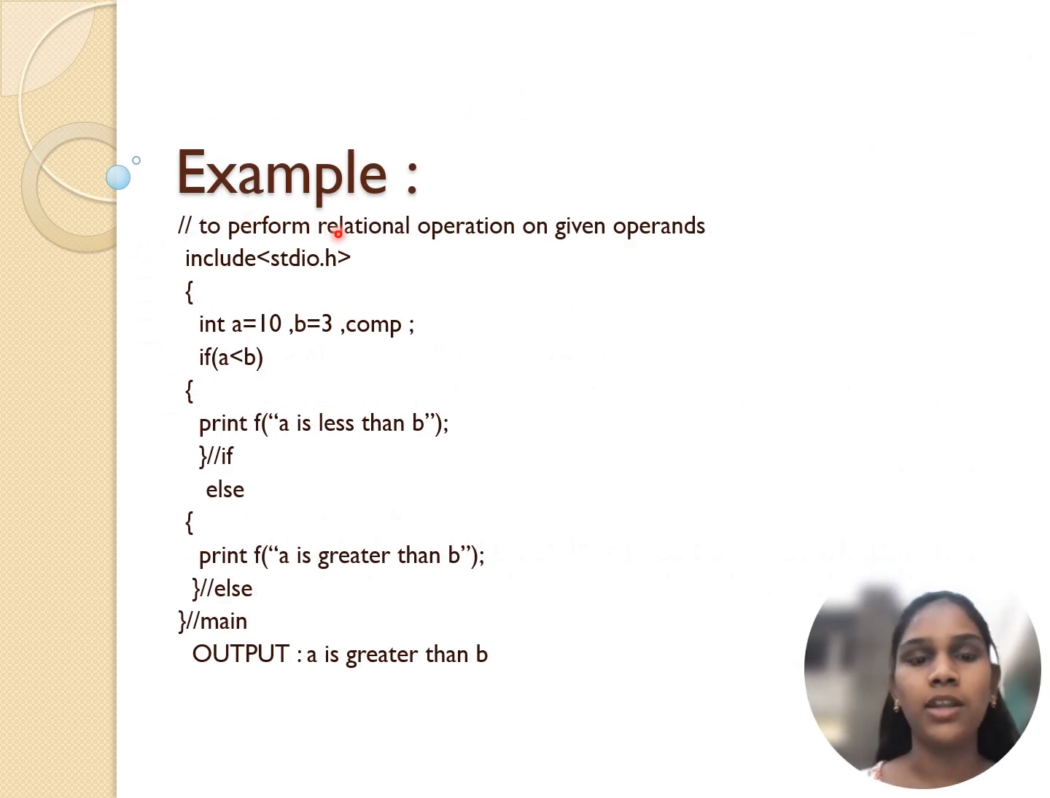The example program for the relational operators: the preprocessor is include stdio.h and the main section starts here. Int a, we should initialize variables like a is equals to 10, b is equals to 3 and another variable like comp, and the if block starts here. If a less than b, then the statement will be printf a is less than b, else printf a is greater than b, and the main section closes here and the output will be a is greater than b.